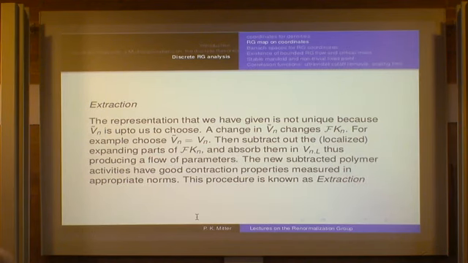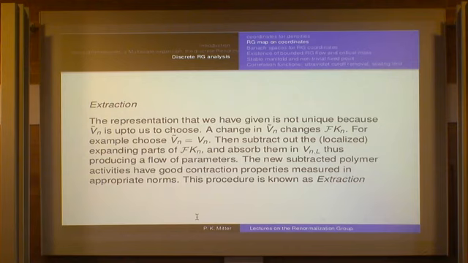Now we have to extract out things which are growing. How will you do that? We realize that this V tilde was something local, but we choose it at our choice. So we can change V tilde if necessary in such a way that the polymer activity that is there has all the growing parts removed. And this procedure is called extraction.